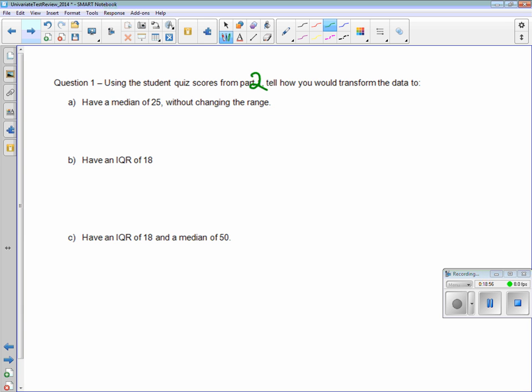Okay, so what I mean is this. Listen carefully. All right. The median's 25. What was it originally? I don't remember. Let's pretend it was 20, just for giggles. I don't know what it was, but let's say the original median was 20. I want to now increase my median to 25, but I don't want the range to be affected.